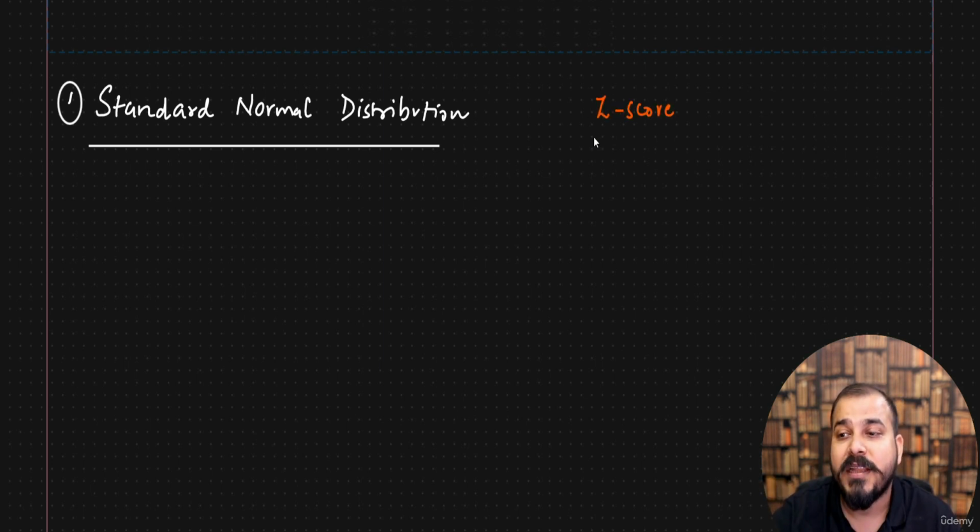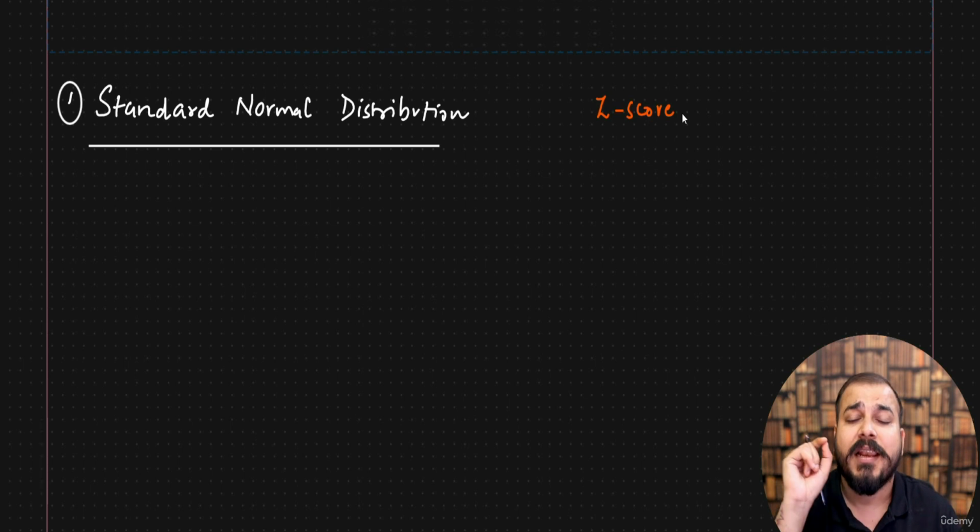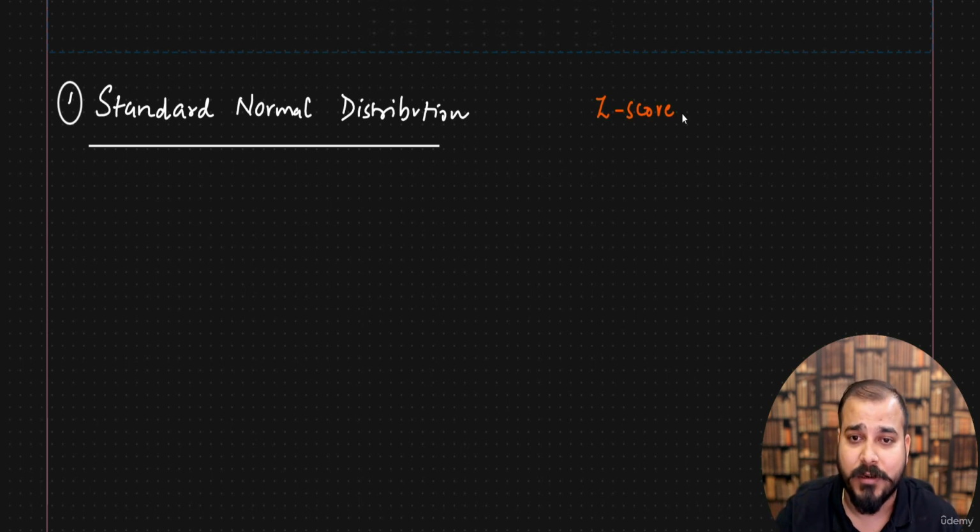z-score. Now with the help of z-score it will help us to identify how many standard deviations any value is away from the mean, right? I will just show you the entire formula, the working, everything as such. But first of all, let's understand what exactly is standard normal distribution.